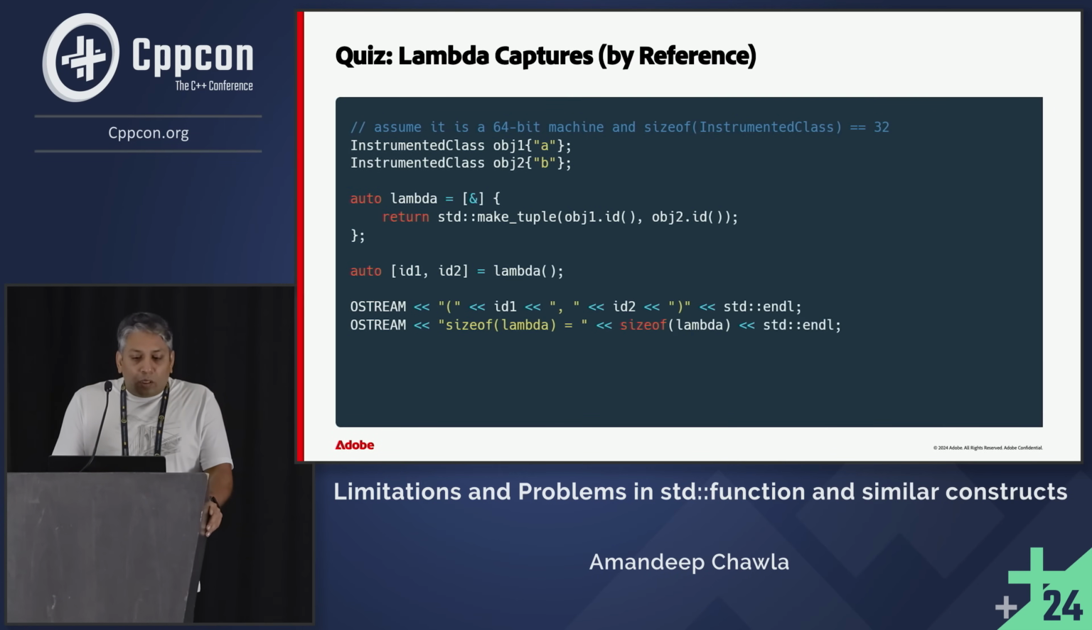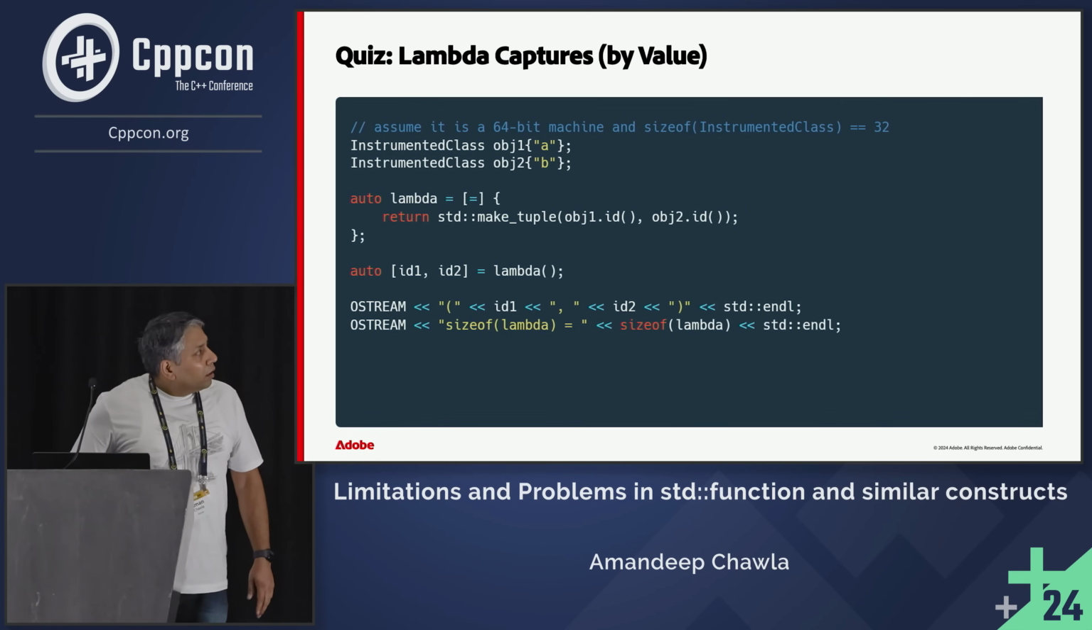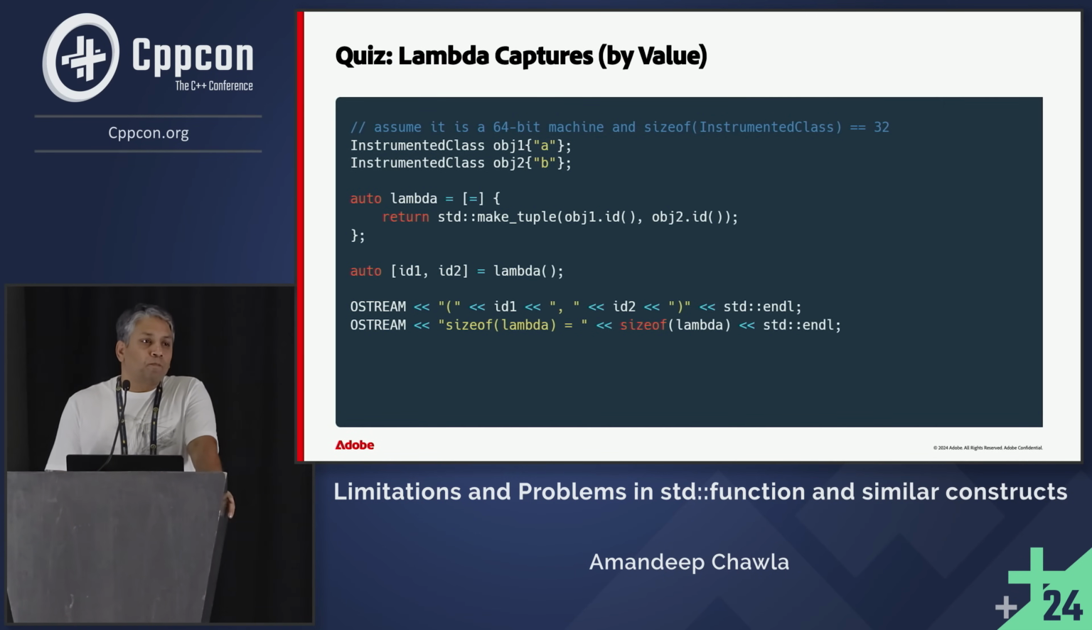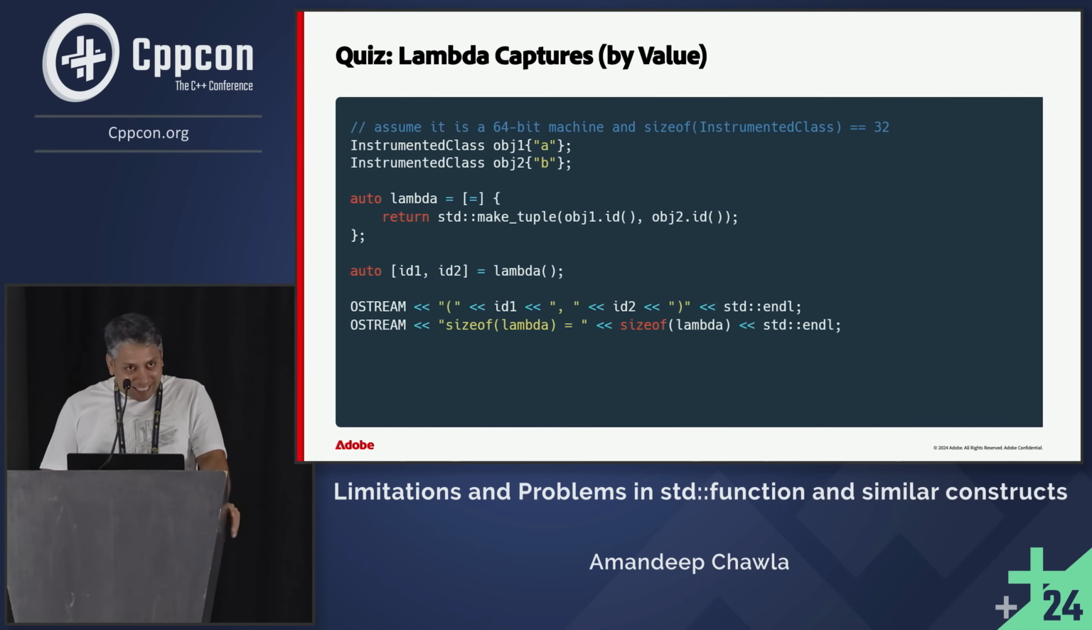Now, if we change our code a little bit, rather than capturing by reference, we capture by value. Now what will happen? Any guesses? The output will be different, that's 100% here. The size will be different.